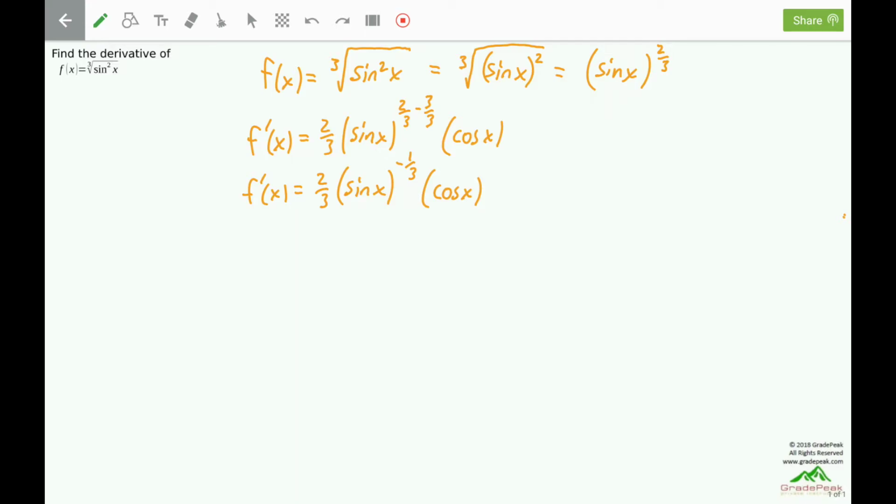Since we have a negative exponent, we can move that to the denominator. The 2 will stay in the numerator. The cosine of x will stay in the numerator. The sine will move to the denominator with the 3 and become raised to the positive 1/3 power.